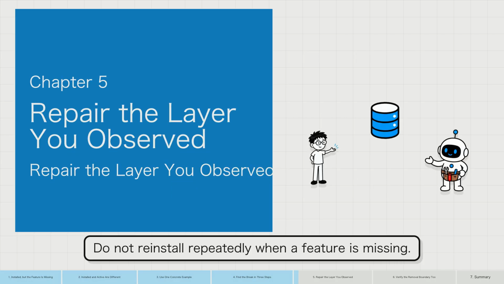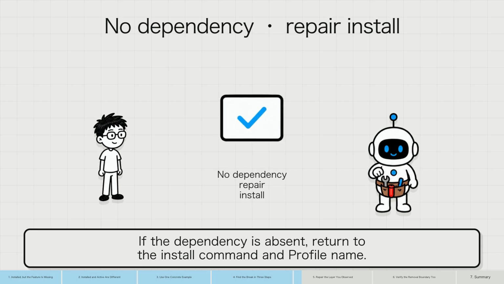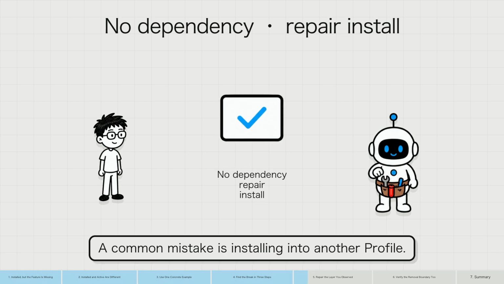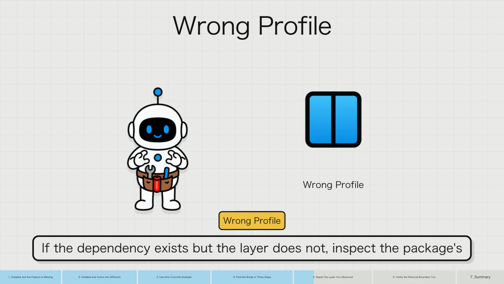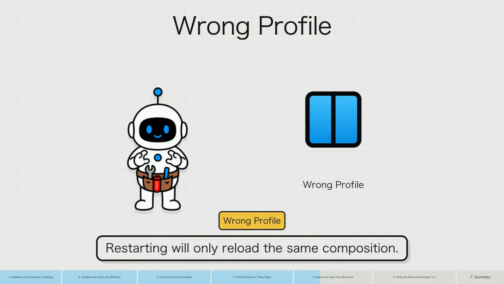Do not reinstall repeatedly when a feature is missing. If the dependency is absent, return to the install command and profile name. A common mistake is installing into another profile. If the dependency exists but the layer does not, inspect the package's capability declaration. Restarting will only reload the same composition.